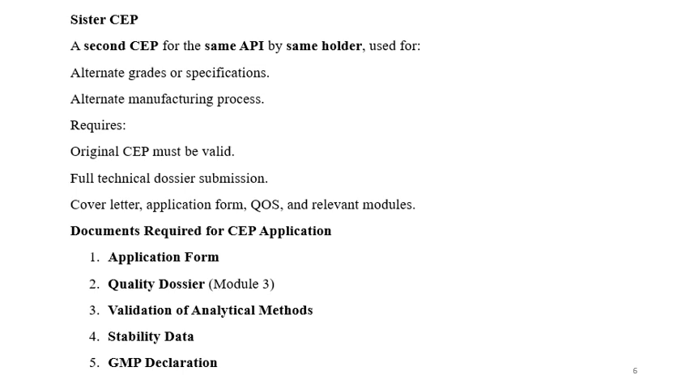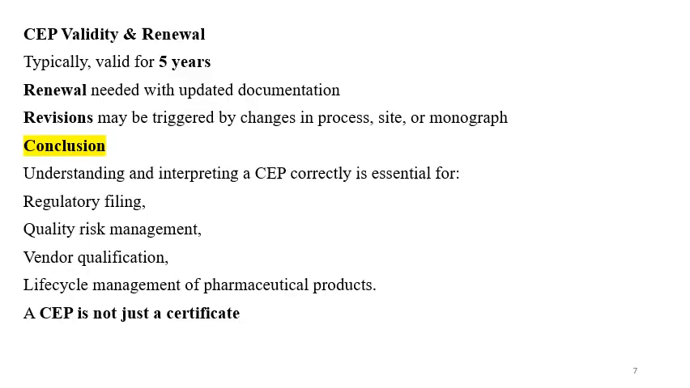Documents required for a CEP application: application form, quality dossier Module 3, validation of analytical methods, stability data, and GMP declaration. Now coming to CEP validity and renewal. Typically a CEP is valid for 5 years. Renewal is needed with updated documentation. Revisions may be triggered by changes in the process, site, or monograph. So whenever there are major changes which may impact the quality, revisions are required.